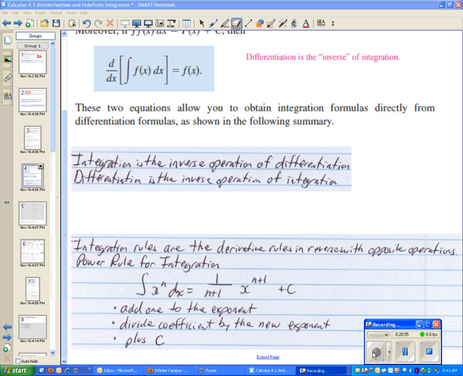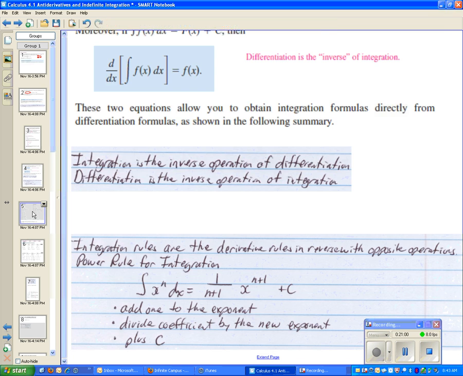All right, brace yourself, because here are your new integration rules.